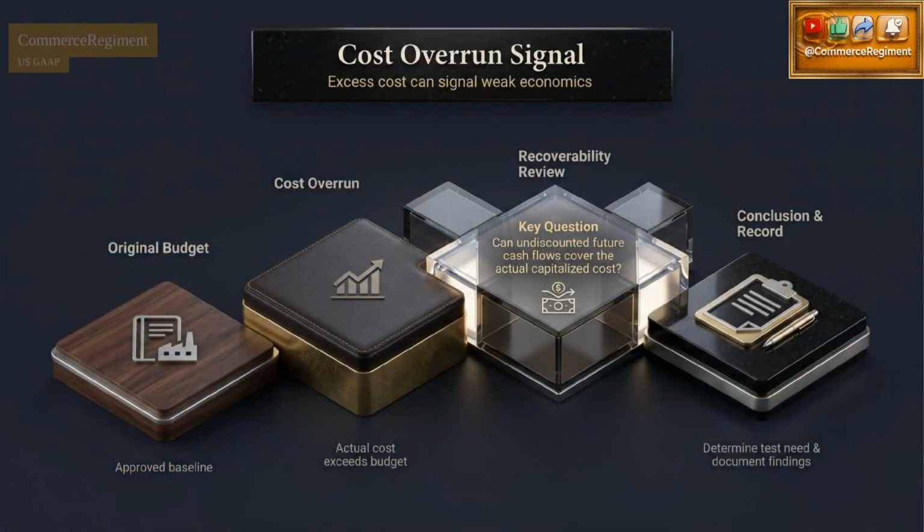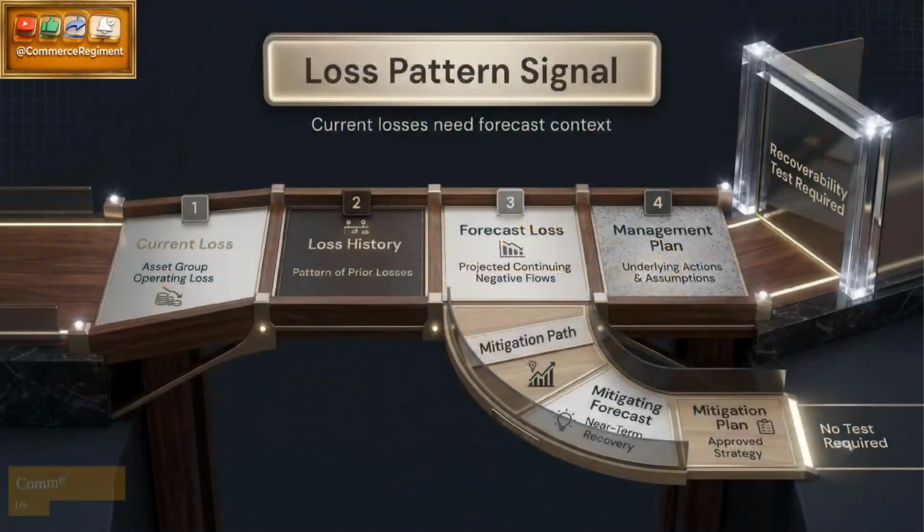Cost overruns can be more than a budgeting problem. If acquisition or construction costs significantly exceed the original plan, accounting must ask whether the completed or in progress asset can recover the higher capitalized cost. The recoverability question uses actual invested cost, not the old approved budget that everyone wishes had stayed true. Evidence should include the revised business plan, updated revenue and cost projections, the reason for the overrun, and management's expectation of future operating performance. Current losses need context.